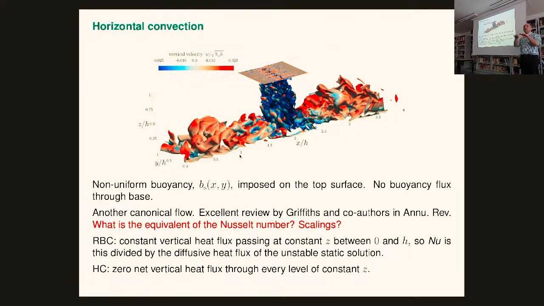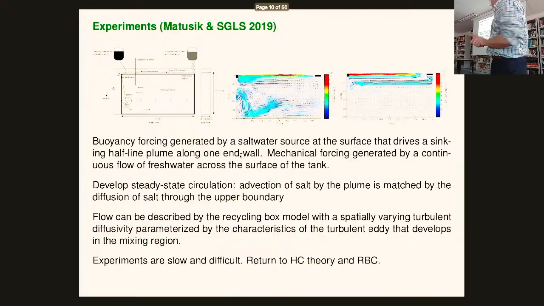So whatever is going up must be coming down, which means that you can't talk about the Nusselt number as how much heat's coming out of the system, because there must be zero heat coming out of the system. So you have to think about a different definition of the Nusselt number. So that's what I said here. So that is horizontal convection, effectively, in a nutshell.